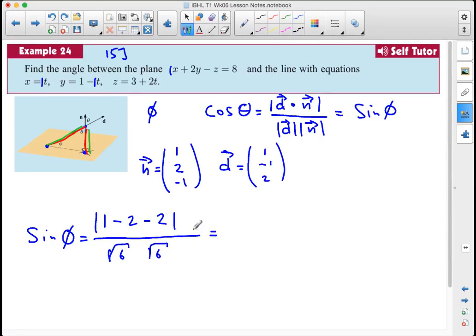So what we get here is 1 take away 4, -3, modulus makes it positive. So 3 over root 6 times root 6, which is just 6, which is 1/2. And we know that the arcsin of 1/2, that will be our angle, and that angle is 30 degrees.